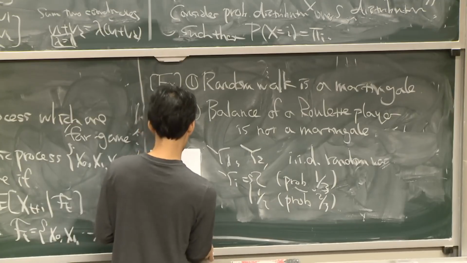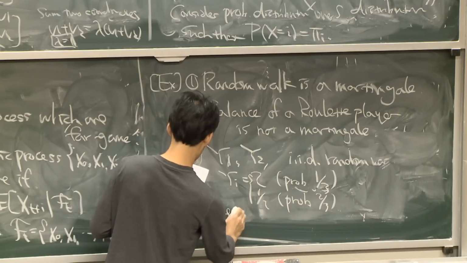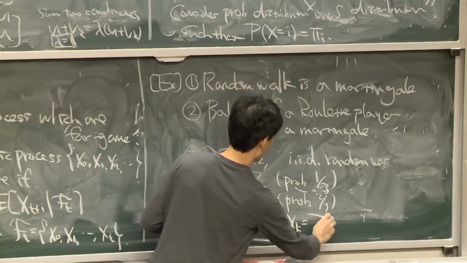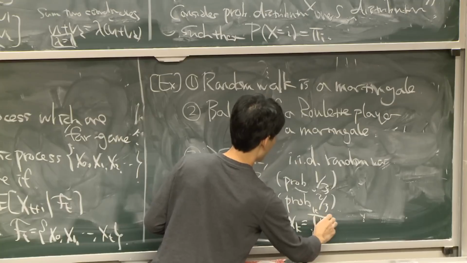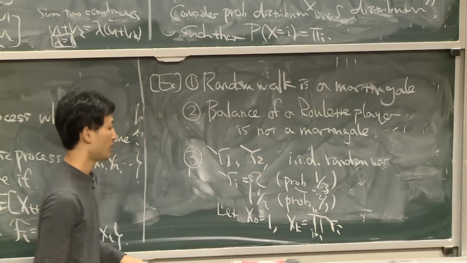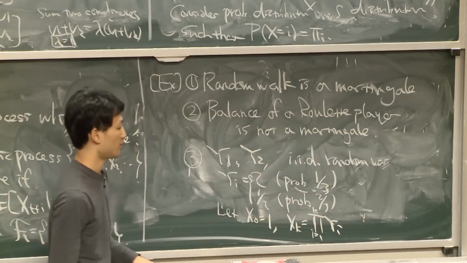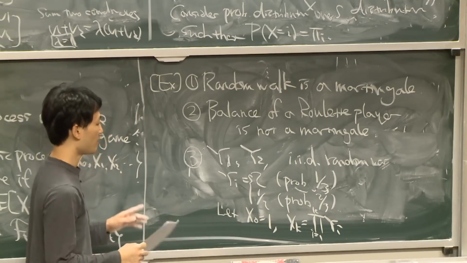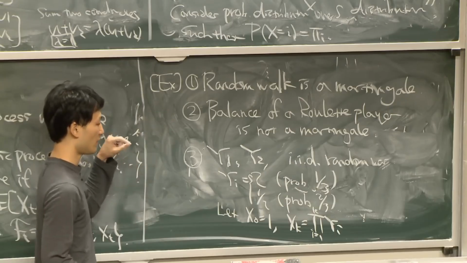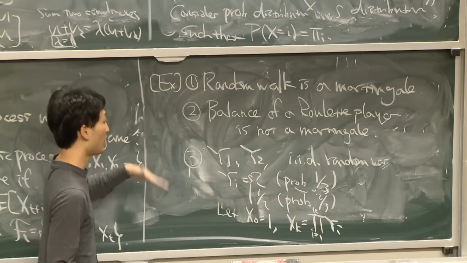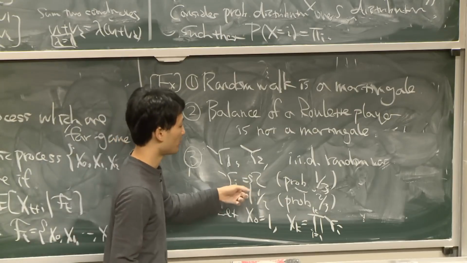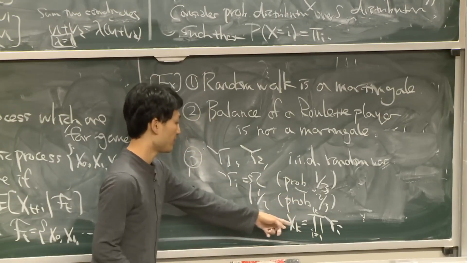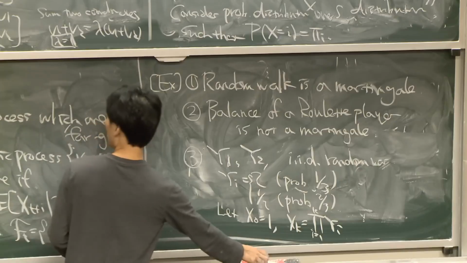Then let X0 equal 1 and Xk equal the product of Y1 through Yk. Then that is a martingale. So at each step, you'll either multiply by 2 or divide by 2. And the probability distribution is given as 1/3 and 2/3. Then Xk is a martingale.